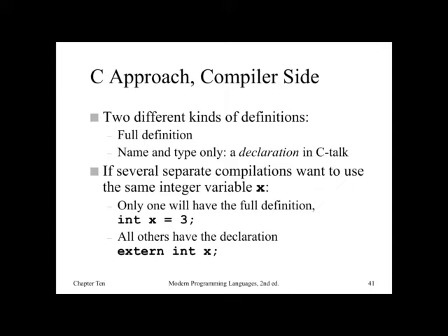If, for example, I wanted to share a variable x, I'd have int x equals 3 somewhere. Everybody else goes extern int x, and it doesn't have the full thing. Similarly, I can declare functions so that I see and understand them within the context of what I'm compiling, but I don't actually resolve that until I'm linking, when it goes out and gets the real thing and pulls that together.